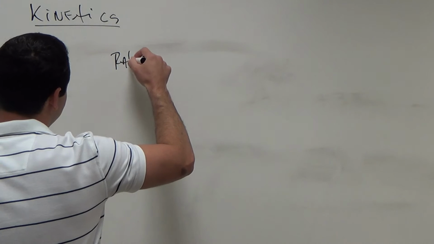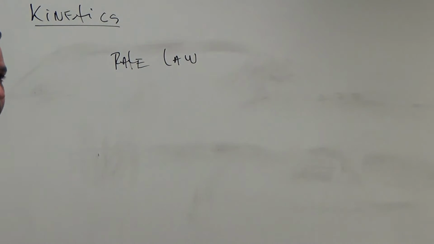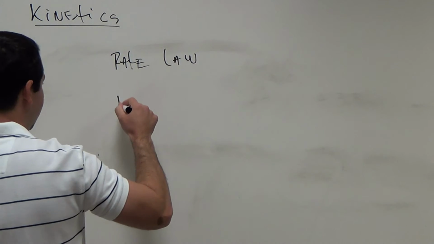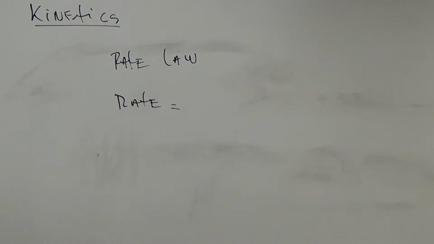Let's get into the juicy stuff, yes? This is called the rate law. Now, the rate law is the same numerical value as the unique rate. So this number is the same. What? Rate law and unique rate. No, I didn't say that. I said rate is the same numerical value, different equation.